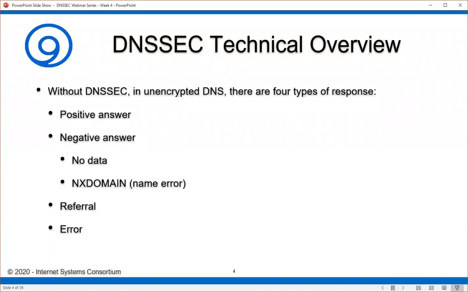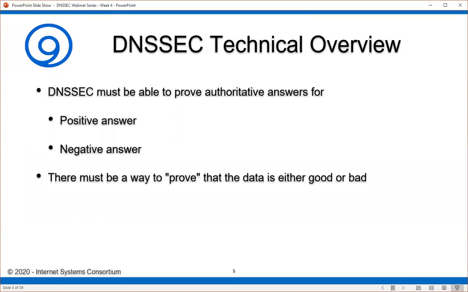So with each of these types of answers, each of these types of responses, DNSSEC is going to need to be able to prove that what it gives back is actually the correct answer, whether it is an error or a negative, a referral, or a positive answer. So DNSSEC is going to have to be able to prove these for both the positive and the negative answers, and there has to be a way to prove that that data is either good or bad. So somehow we're going to be able to take the data that was returned to us, and look at it and maybe look at some cryptographic information that was provided with it, and then do some calculation and see that the data is either good or bad.